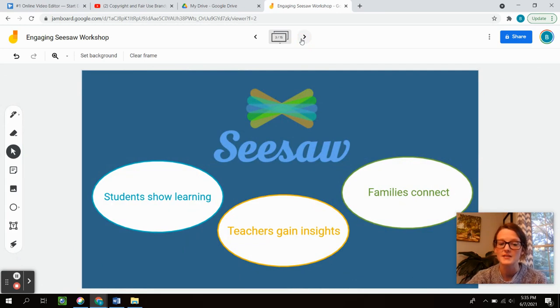We will be discussing Seesaw. Seesaw is an application that students show their learning on. Teachers are able to gain insight and even set goals and skills for the children, and families are easily connected to it.